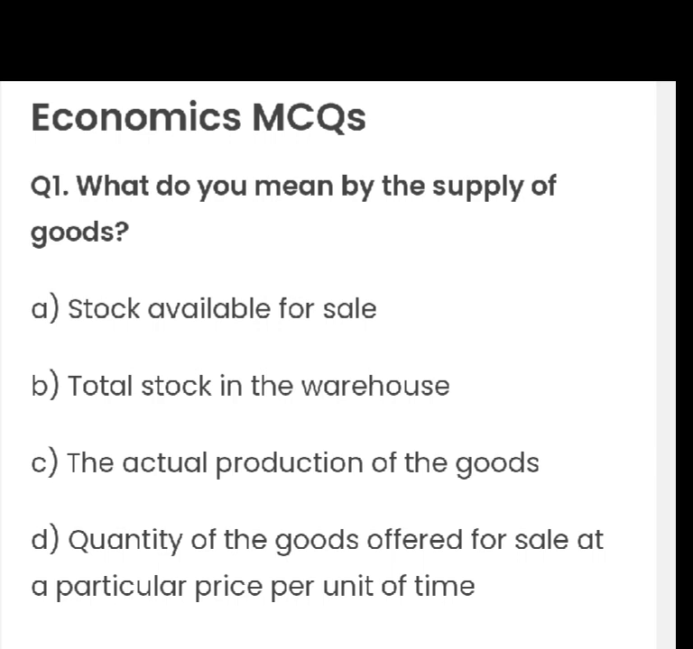Option A is stock available for sale. Option B, total stock in warehouse. Option C, the actual production of goods. And option D, the quantity of goods offered for sale at a particular price per unit of time. So we knew that supply of goods basically is associated with the quantity of goods offered for sale at a particular price per unit of time. So option D will be the right answer.